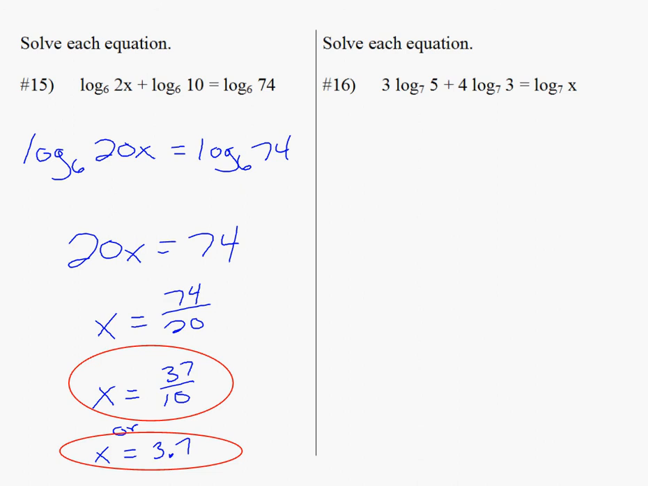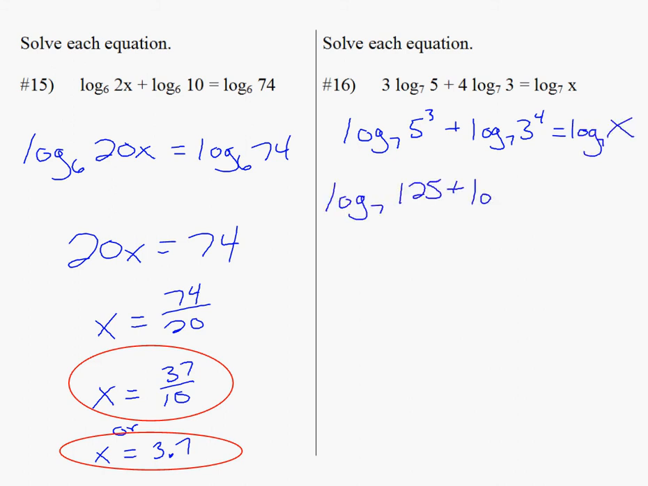Number 16, I want it to be the same way as number 15. I want it to just be log base 7 of something plus log base 7 of something. To accomplish that, use the power rule with the coefficient of the logarithm to be the argument in both those first two terms.